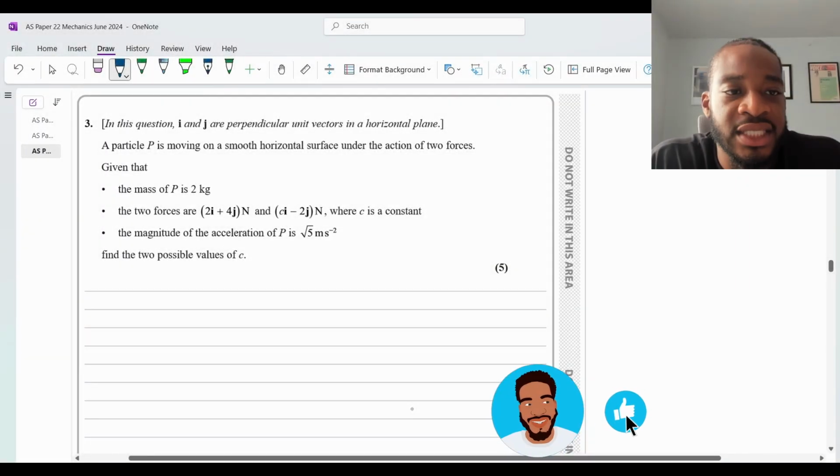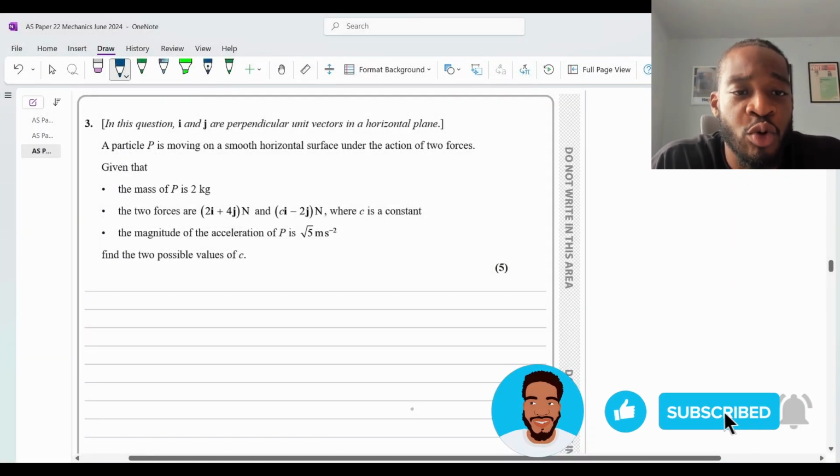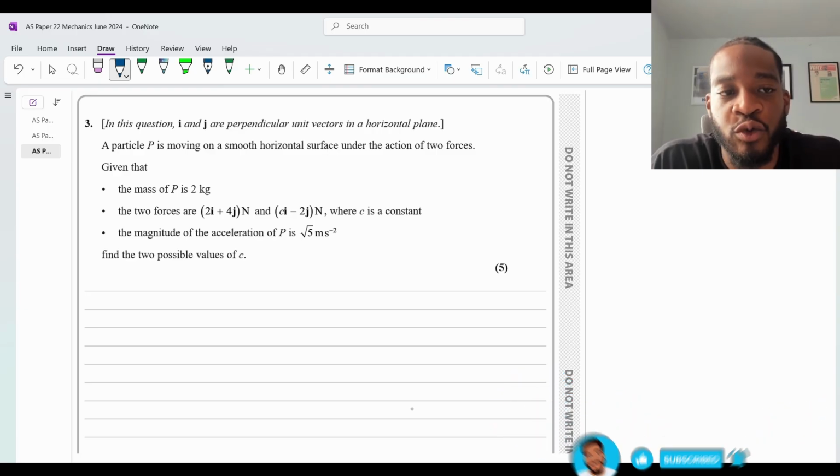Okay, so question 3 says, a particle P is moving on a smooth horizontal surface under the action of 2 forces.